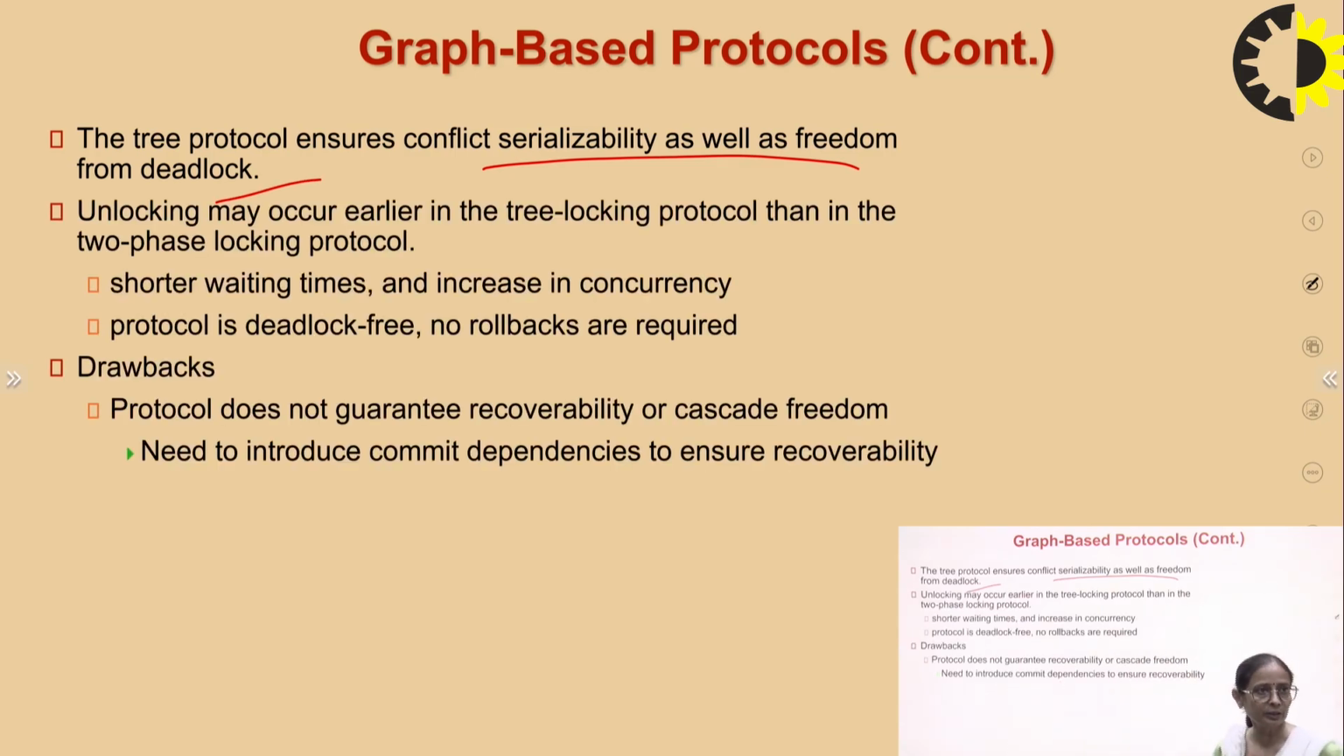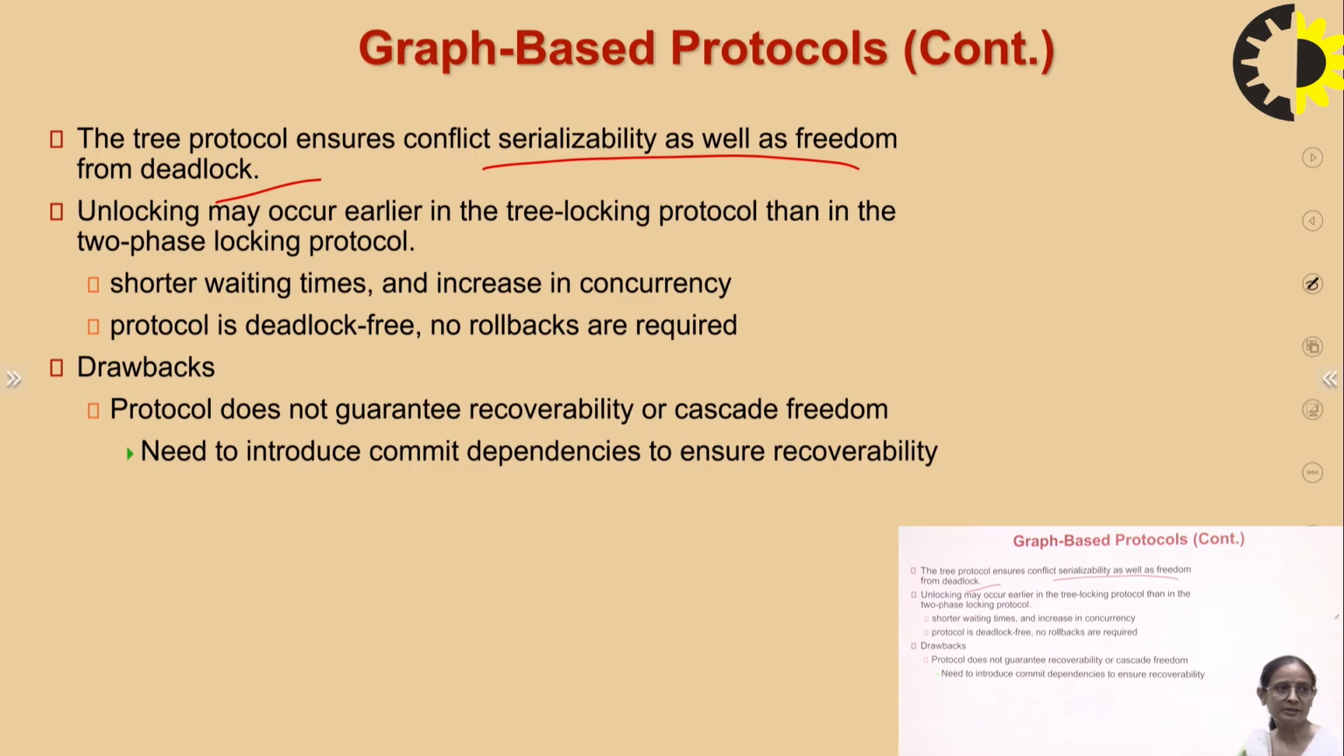Unlocking may occur earlier in the tree locking protocol than in 2PL. In the case of 2PL, we unlock only once the shrinking phase starts, whereas in the case of the graph protocol, there is no such restriction. So we can unlock the data item earlier. This gives shorter waiting times and increases the concurrency. The protocol is deadlock free, therefore no rollbacks are required. So these are the advantages of the graph-based protocol over 2PL.